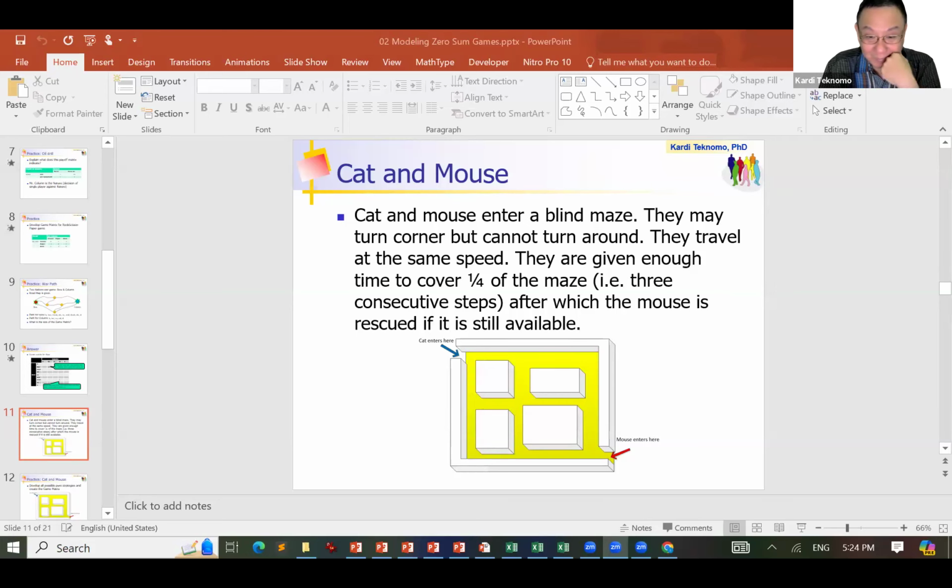Do you understand the problem? We have a puzzle with this maze. The cat enters from here and then just turns three times, three steps, and the mouse also, from the bottom right, just three steps. If the mouse is caught by the cat, of course the mouse dies. But if the mouse survives after three steps, the person will rescue the mouse. It's a simplified game.